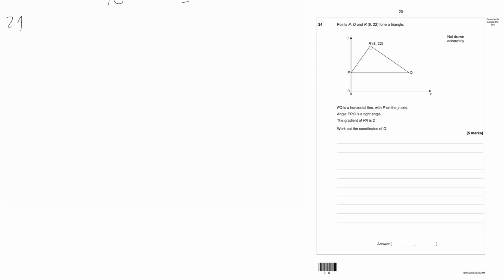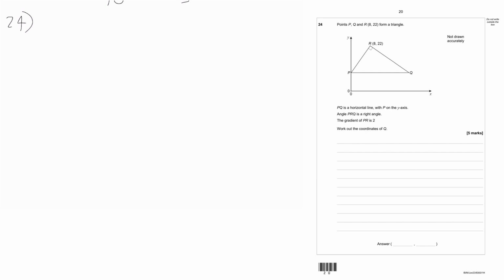So moving on to question 24. And we have the points P, Q, and R, and we're told that R is at coordinate 8, 22, and they form a triangle. We can see this is a right angle triangle. We're told that the line PQ is a horizontal line, and that P crosses the y-axis, and the angle PRQ is a right angle, and the gradient of PR is 2, and we want to work out the coordinates of Q. So where should we start with this?